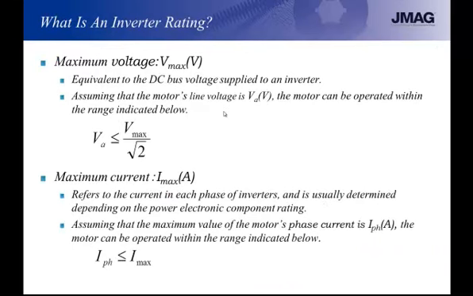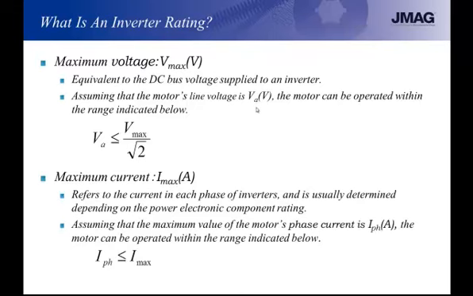So, when we go in, we've looked at what kind of control types we have, but we also have to set the inverter settings. So what do we mean by maximum voltage and maximum current? Well, the maximum voltage is equivalent to the DC bus voltage supplied to the inverter.